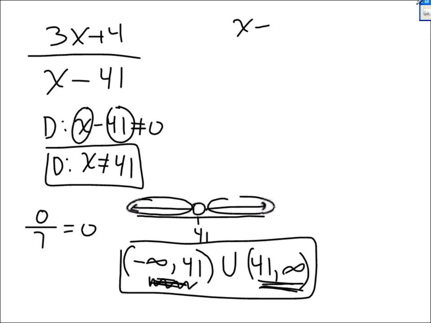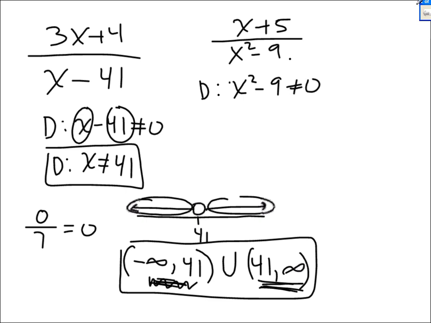You have x plus 5 divided by x squared minus 9. Well, the domain is that the denominator can't be equal to 0. Even if you can't go any further, at least state that.